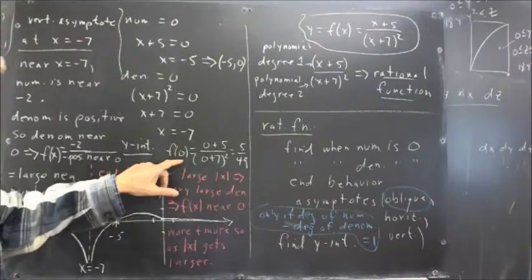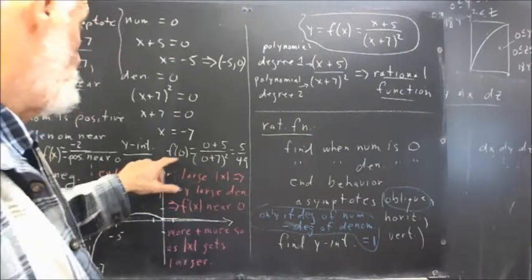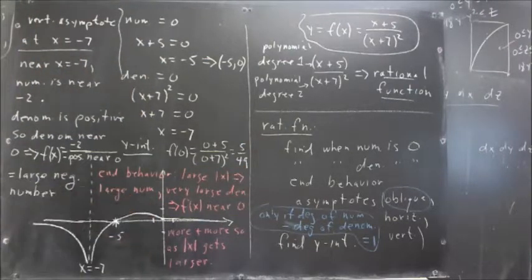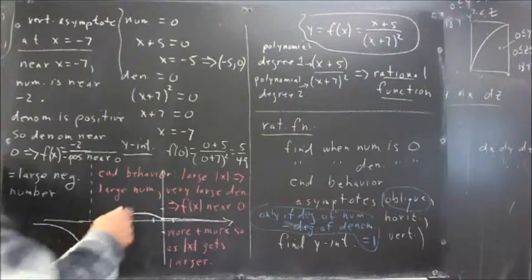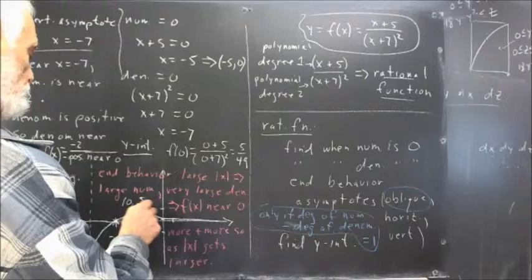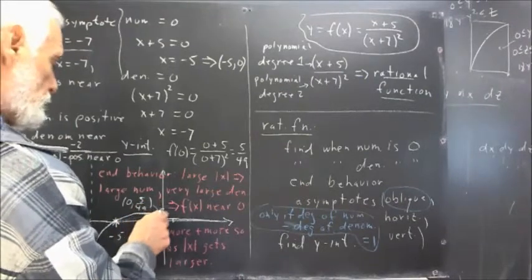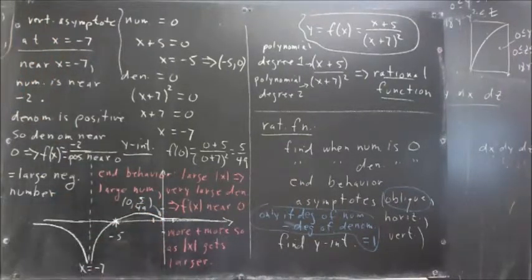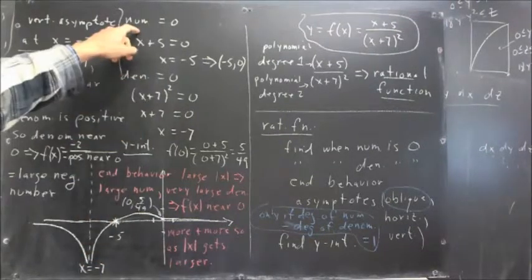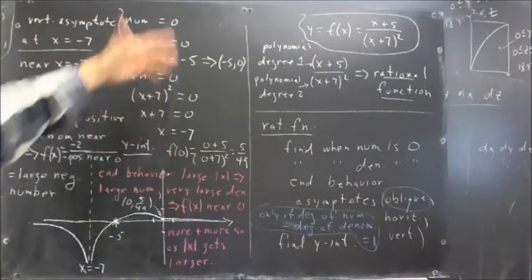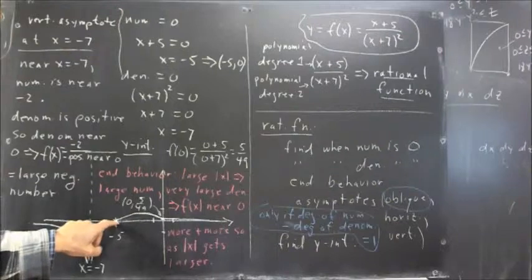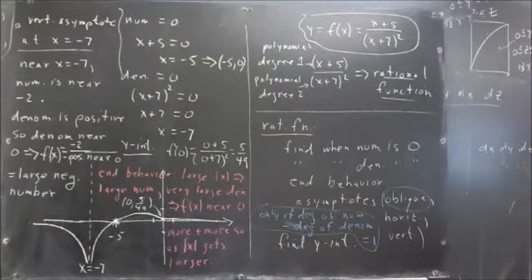The y-intercept occurs when x is 0, so we evaluate f of 0, and we get 5 over 49, giving us a y-intercept of (0, 5/49). That's about 1/10, very small. We have 0 of the numerator. The denominator is not 0, so if we do numerator over denominator, it's 0 over something that isn't 0. So we get 0, meaning that the point (-5, 0) is on the graph.